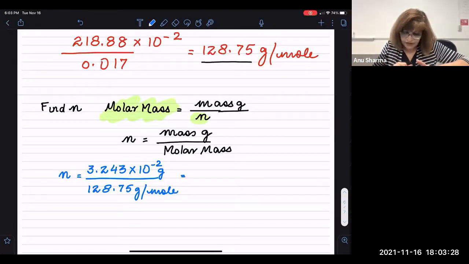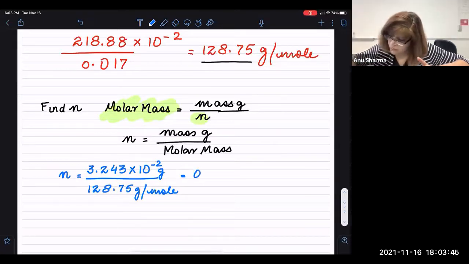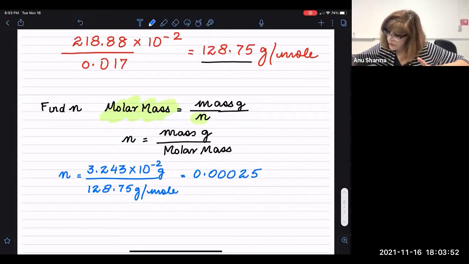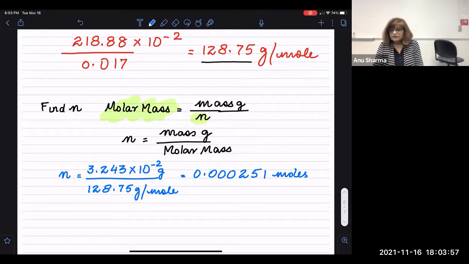So 3.243 divided by 128.75 is equal to 0.025, that's divided by 100. And that is 0.00030251 moles. All right. So we get the value of N like this.